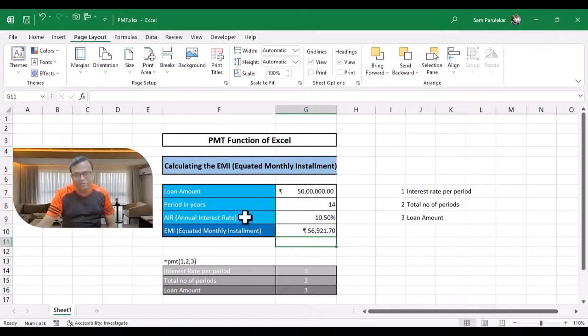So friends, use this function and calculate your EMI if you are planning to take a car, a bike, a house, or any particular property, and you want to find out your equated monthly installment.